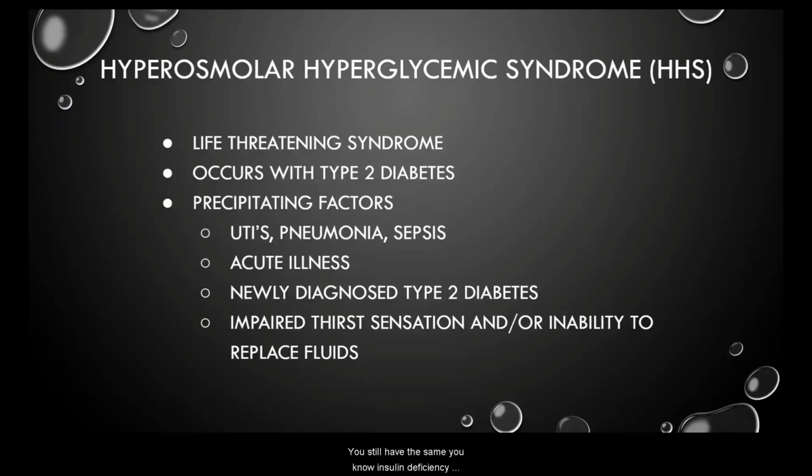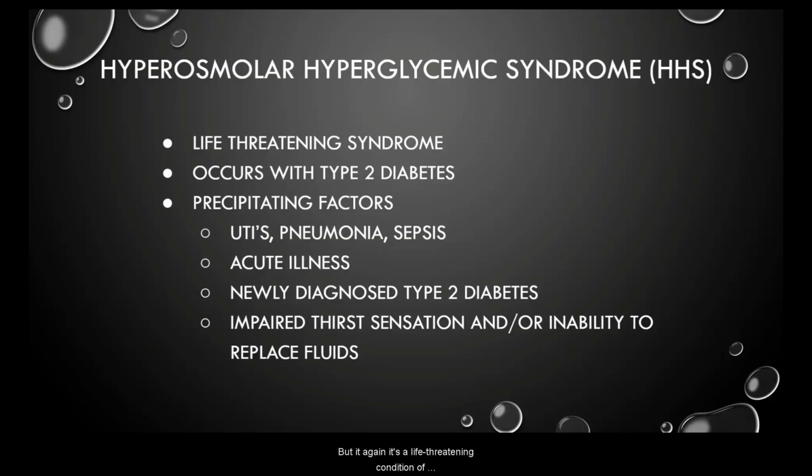You still have the same insulin deficiency, osmotic diuresis, and dehydration. It results from that insulin deficiency or resistance to insulin, and that severe hyperglycemia results. But you just do not have the metabolic ketoacidosis present.